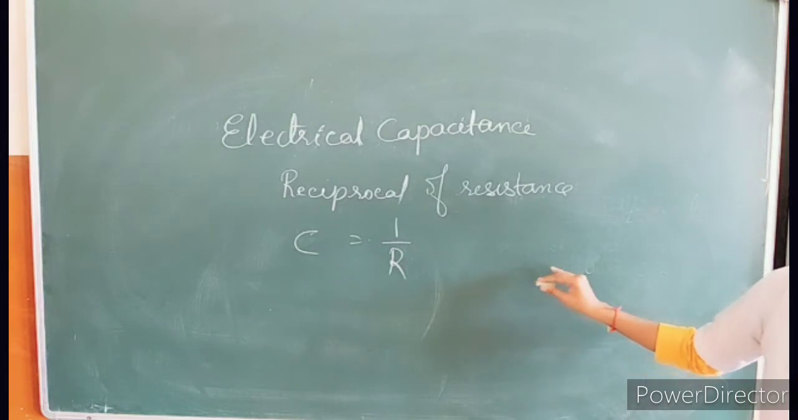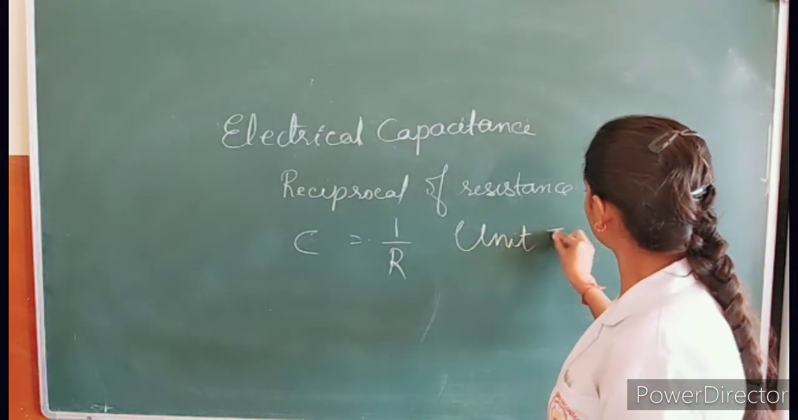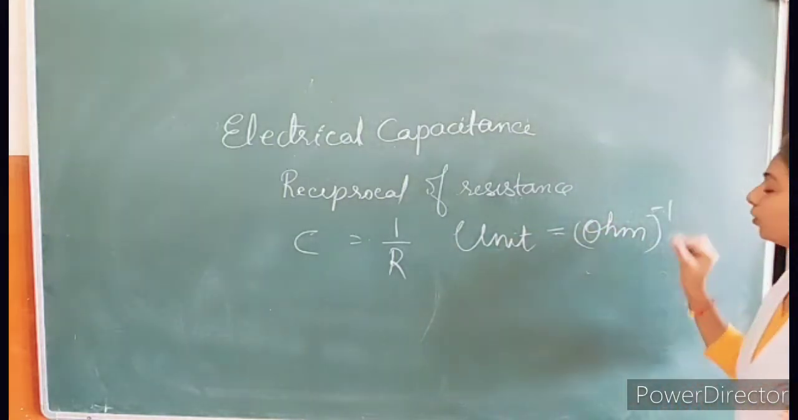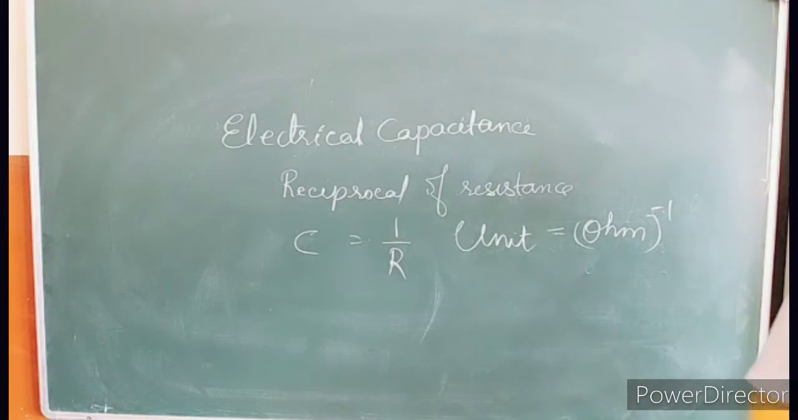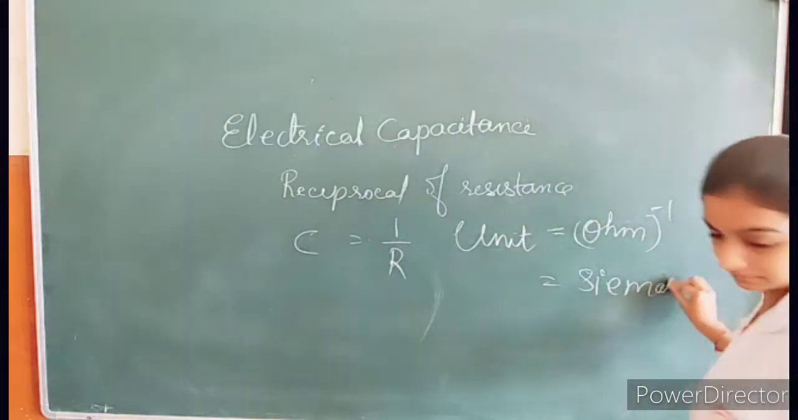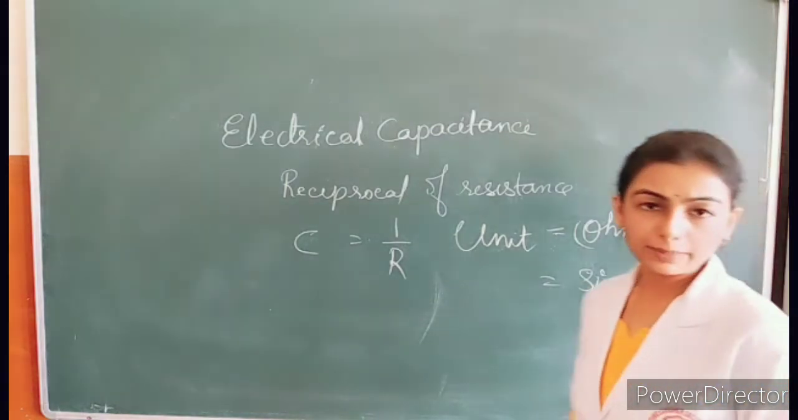So its unit is ohm inverse. Ohm inverse is the unit of electrical conductance, or we can also say Siemens. Siemens is the unit of electrical conductance.